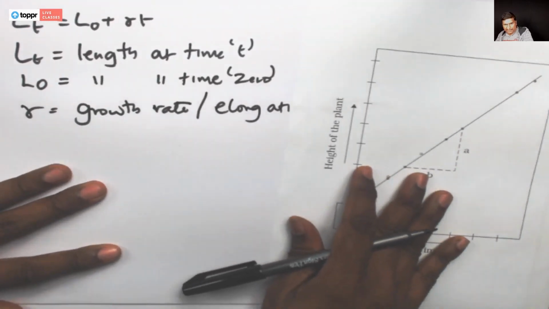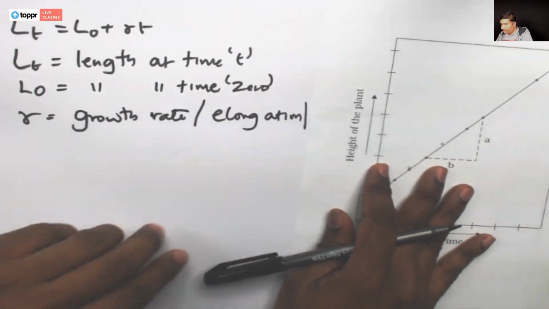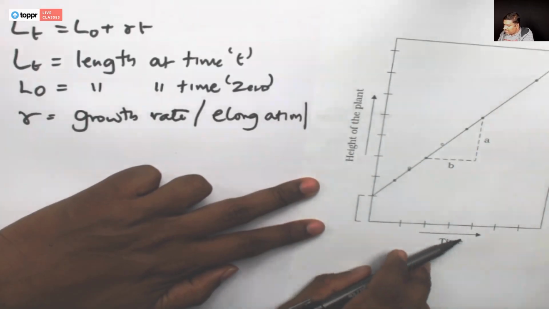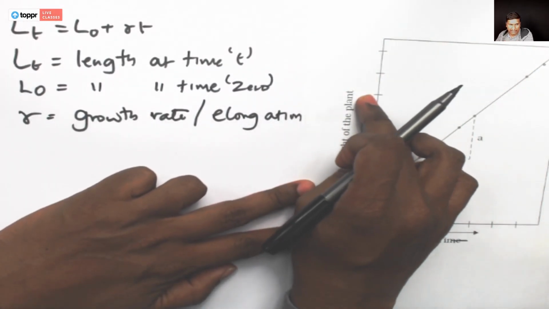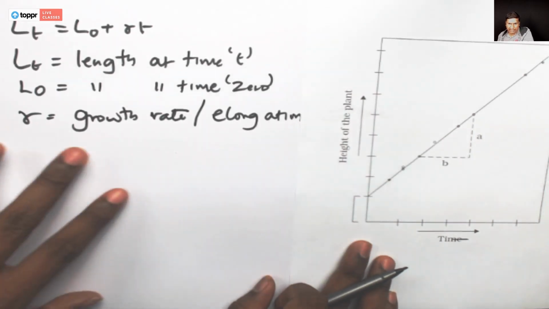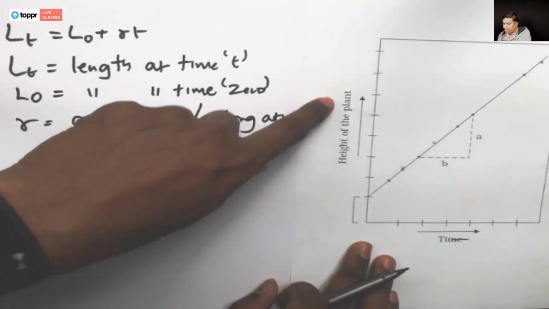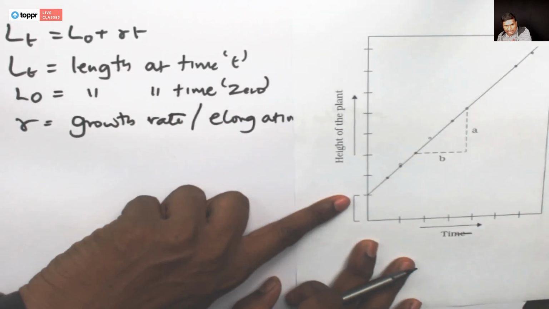I hope you can see this. Yeah, so this is the time. We are plotting time against the height of the plant. Okay, so it can be the length of the root, in this particular situation.